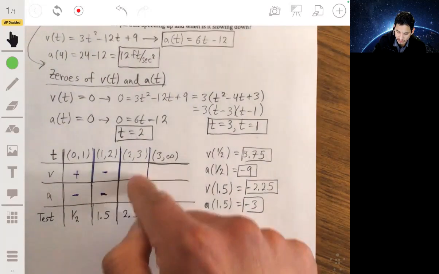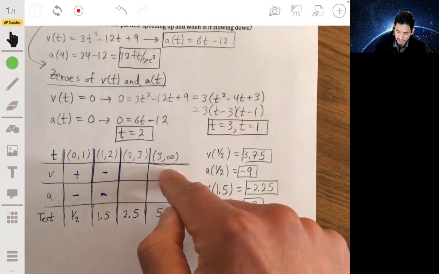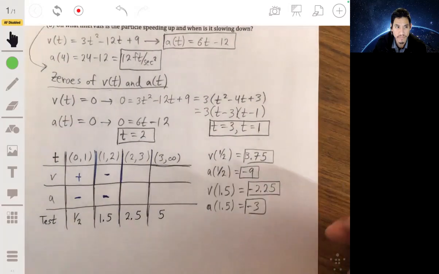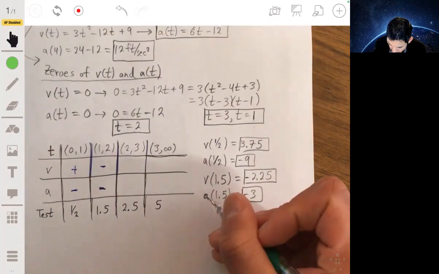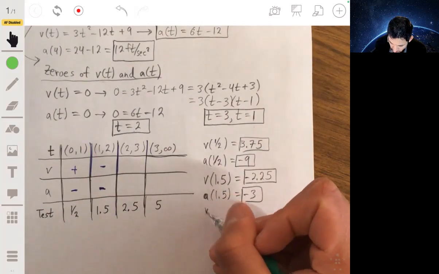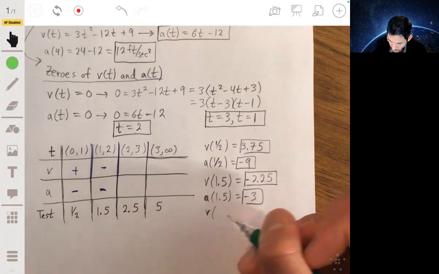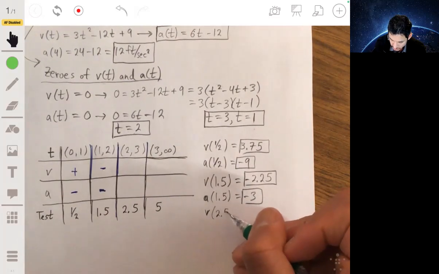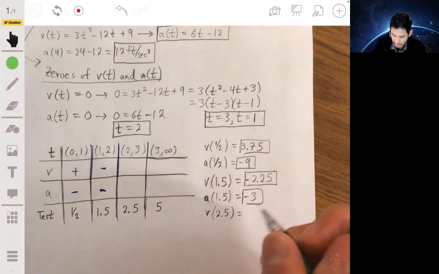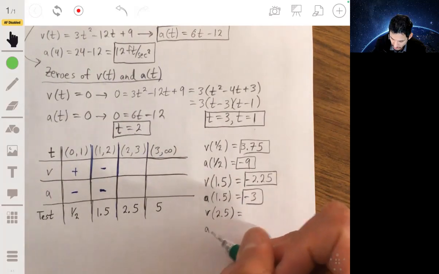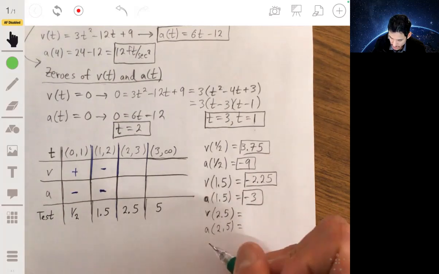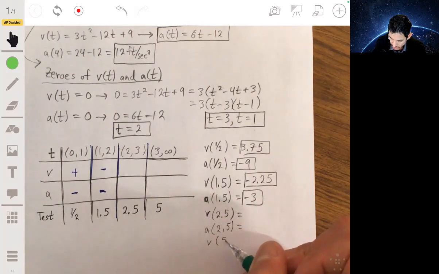Now let's see v of 2.5, a of 2.5, and v of 5 and a of 5. This is really just a tedious part, but make sure you understand it. Don't rush this part because you don't want to make a mistake or confuse yourself. Everything has to work and make sense. So we have to find v of 2.5, a of 2.5, and then v of 5 and a of 5.